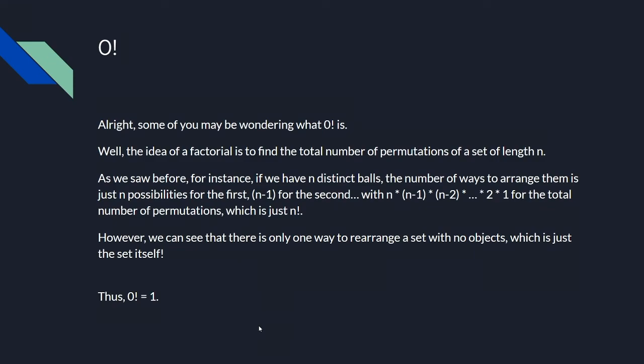And 0 factorial is a very interesting case. The idea of a factorial is to find the total number of permutations of a set of length n. So if we have n distinct balls, we will have n times n minus 1 times all the way down to 1, which is n factorial ways for the total number of permutations, because we have n possibilities for the first ball, n minus 1 for the second, and so on. But there's only one way to rearrange a set with no objects, which is just the set itself. So 0 factorial equals 1.